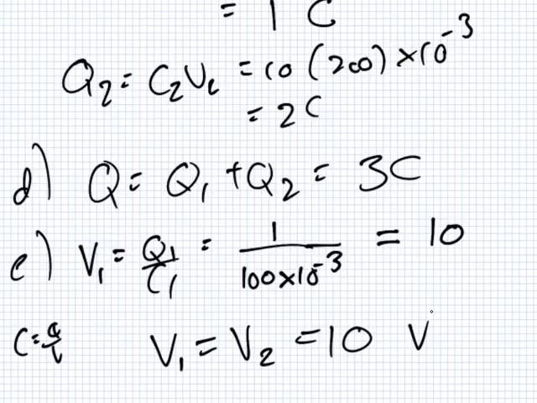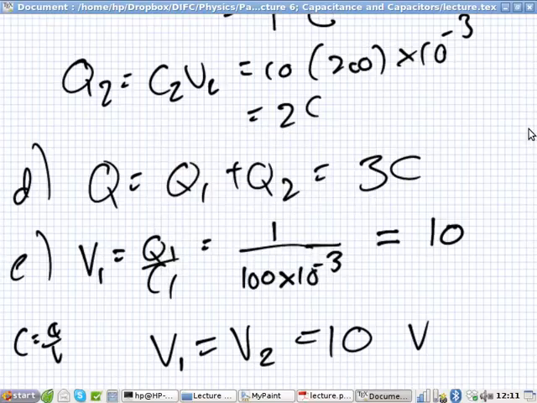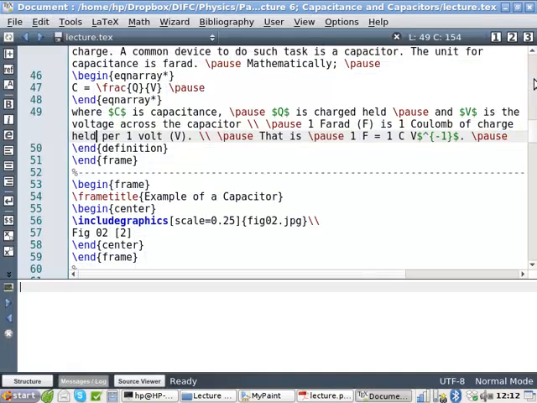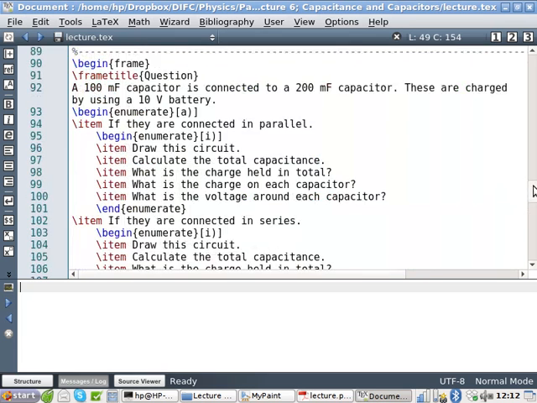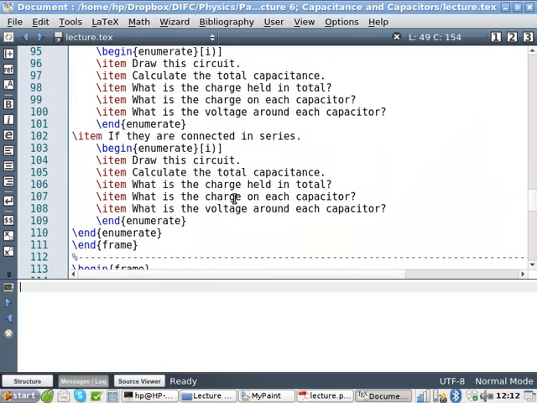Okay, do you have that? So what I want you to do next for me before we go to the next lesson is I want you to do this again, but this time in series. Everything's the same, but in series. All the details are exactly the same. You just have to redraw it, that's all.